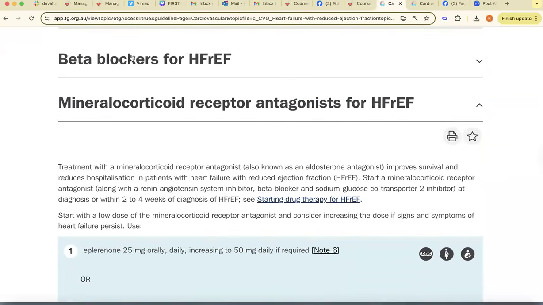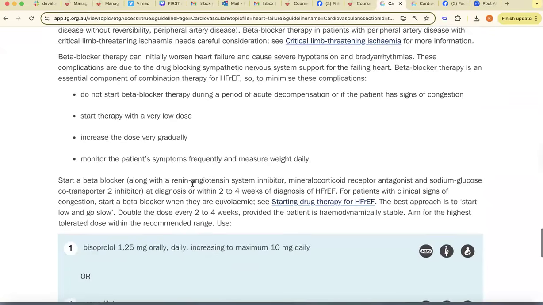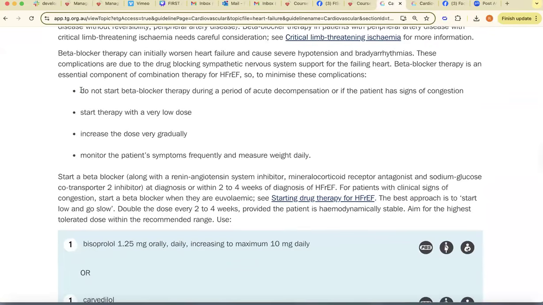So you guys are asking, you might think that about the beta blocker. Always remember, do not start beta blocker during a period of acute decompensation. That means if a patient of heart failure suddenly deteriorates or has signs of congestion, do not start the beta blocker, because beta blocker can reduce the heart rate, and it can cause more reduction of pumping of the blood, and that can be really troubling for a congested patient.